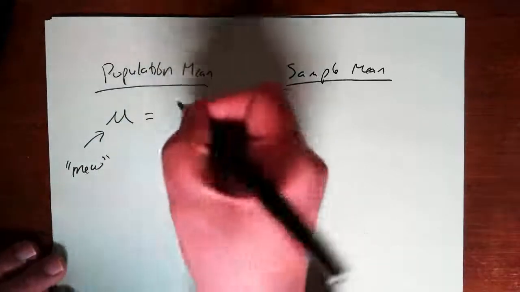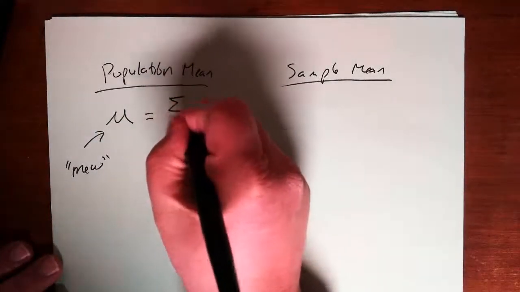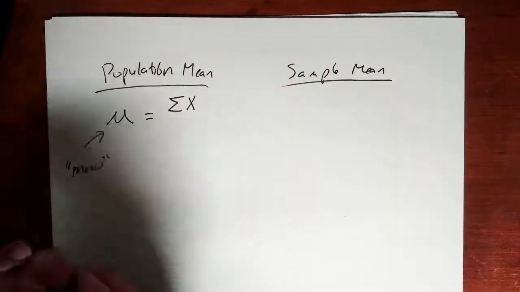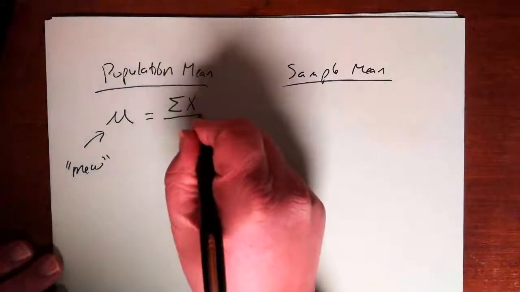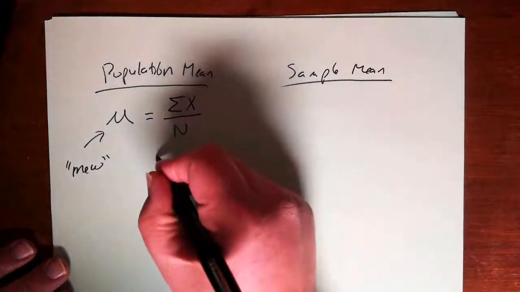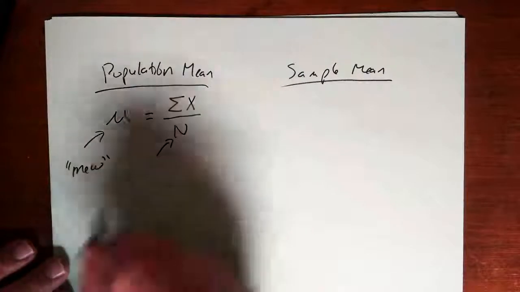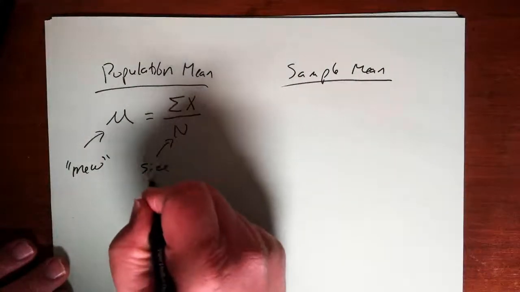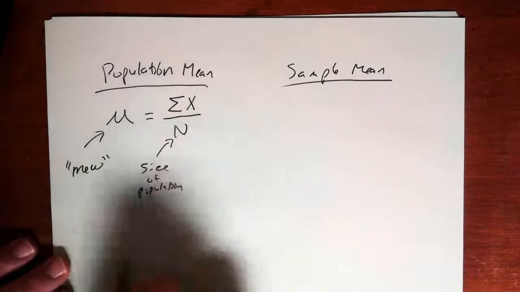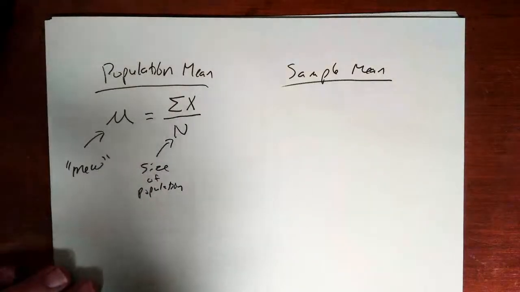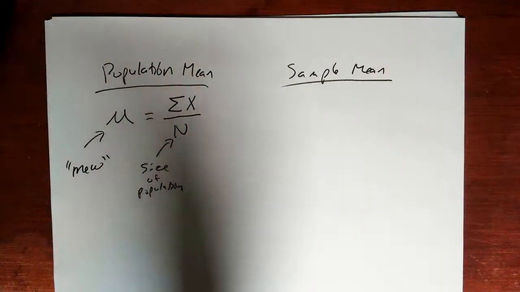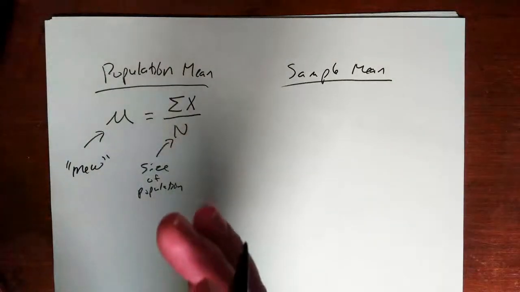And the formula for the population mean would be the sum of x, so the sum of the values in population x, divided by the size of population x. And the symbol they use for the size of a population is capital N. That's the size of the population. So they're using a capital N to represent the size of a population and a little n to represent the size of a sample.